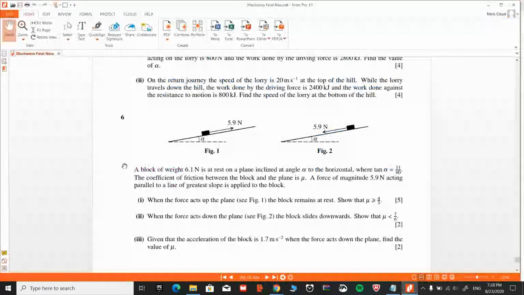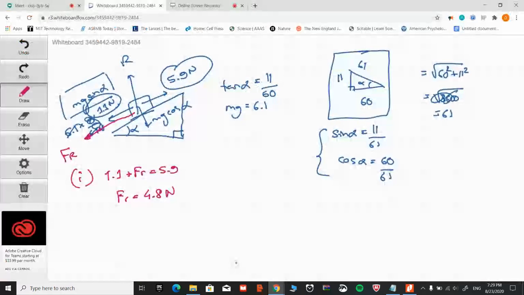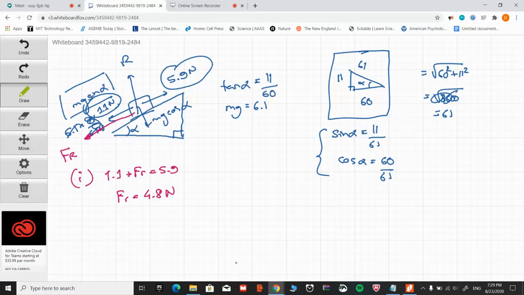notice from the question that nowhere in the first part or in this scenario do they mention that the block is in limiting equilibrium, nor do they say in the first part that the block is moving. So we cannot say for sure that the 4.8 Newton is exactly limiting. So not sure this is mu r. ঠিক আছে? But what can we say?